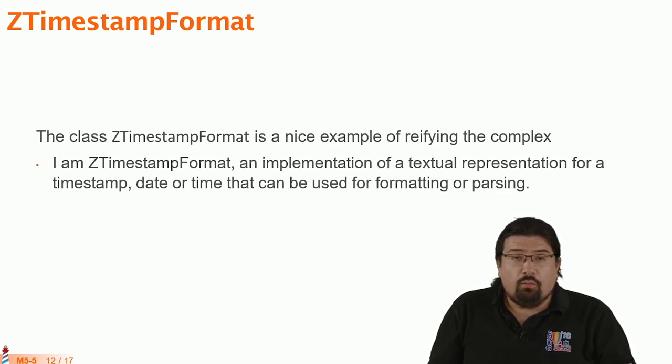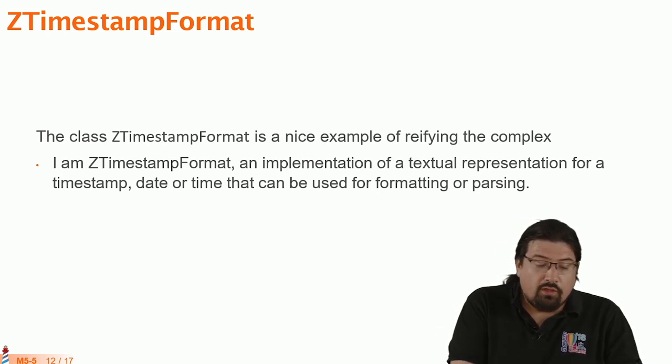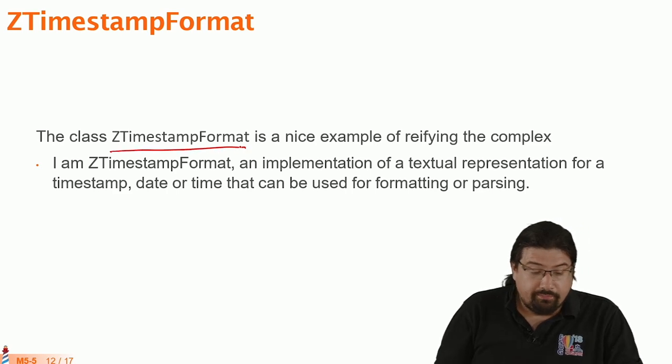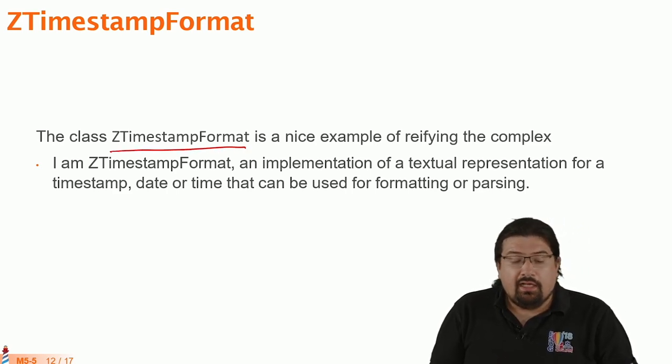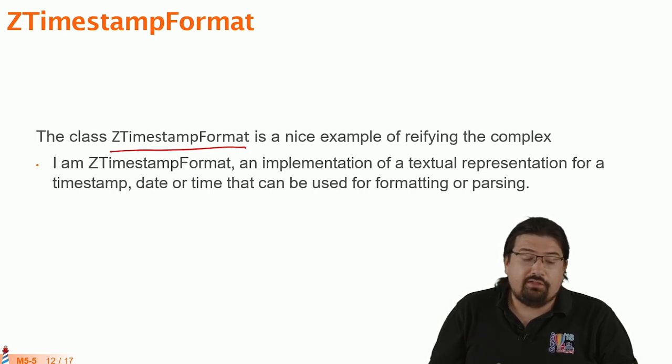There are two different ways of representing a timestamp. A timestamp is just a date with the time in the highest precision that we can. So we can represent that in different ways. We can print them in different ways. And this is the work of the timestamp format. It's basically an implementation of this printing, a textual representation for a timestamp, and it can also be used for parsing.